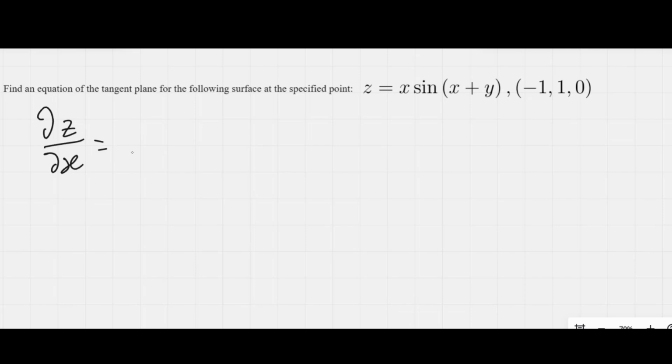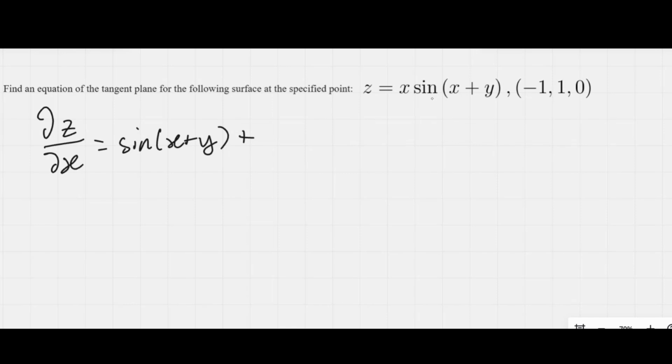Well, we first need to use product rule here, because we have two x-containing terms. We have x and then we have sine(x plus y). So first we calculate the derivative of x, which is simply 1. So we have sine(x plus y) plus, now we're keeping this x, and now the derivative of sine(x plus y), treating y as a constant, is simply going to be cosine(x plus y).